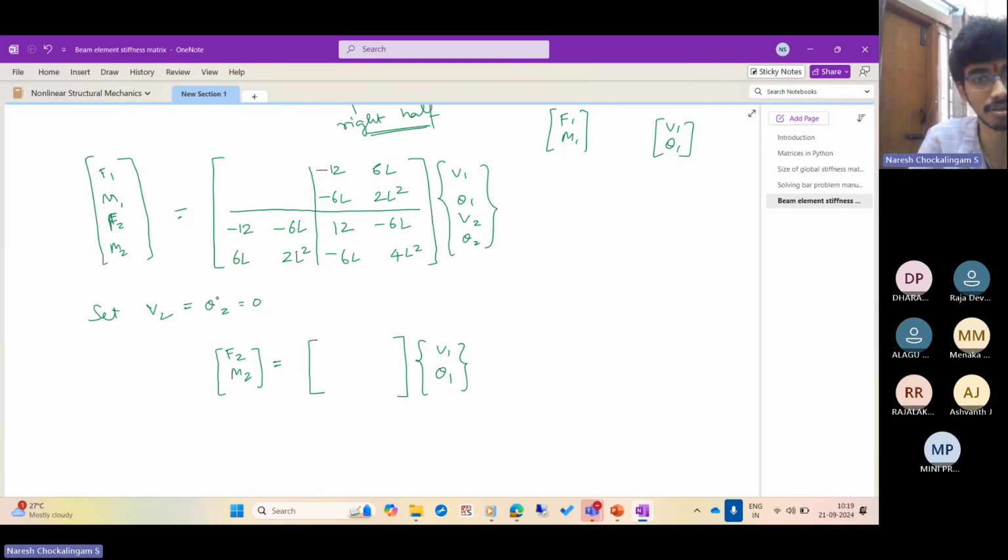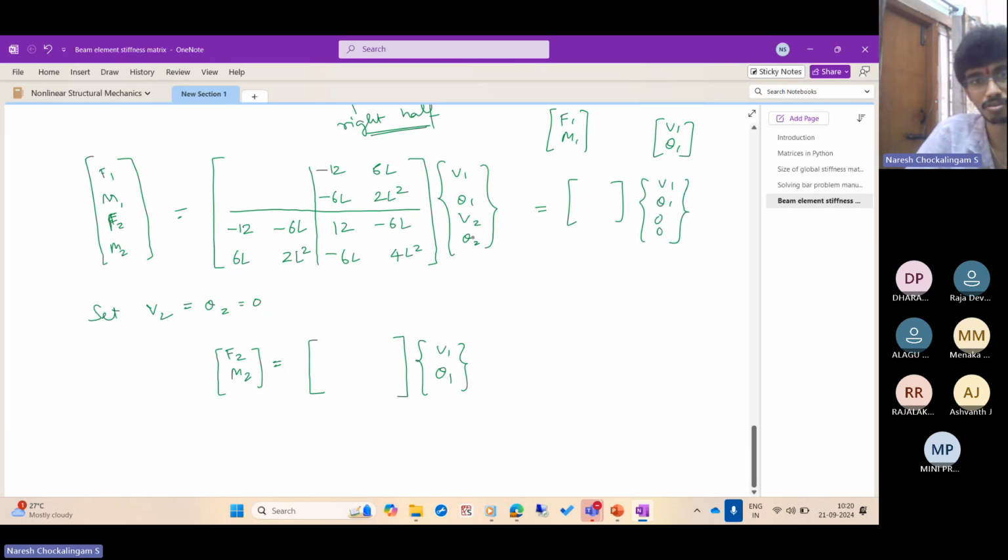So F2 M2 is equal to what? When you said V2 and theta 2 are 0, so it depends only on V1 and theta 1. What do you get here? What relates F2 to V1? Minus 12, right? So in this entire system, you just set V2 equal to theta 2 equal to 0. So then you reduce the system. So you get the same stiffness matrix multiplied by V1, theta 1, 0, 0.